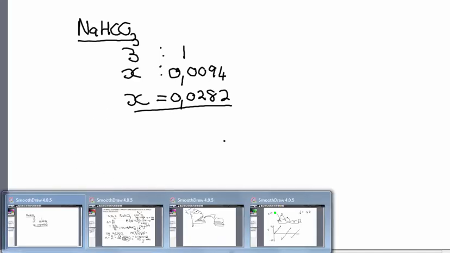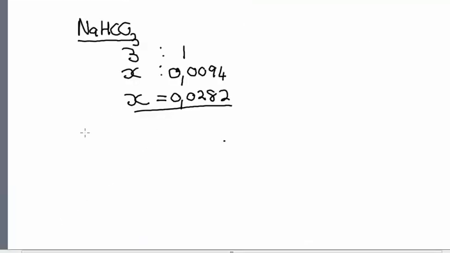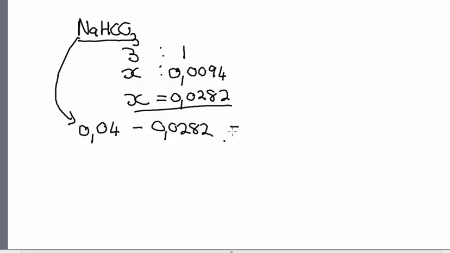So how many moles did we have to start off with? We had 0,04 moles. 0,04 is the amount that we have. We subtract 0,0282, and we are left with 0,0118 moles. That is in excess, which means we didn't use it, it didn't react, it's excessive.